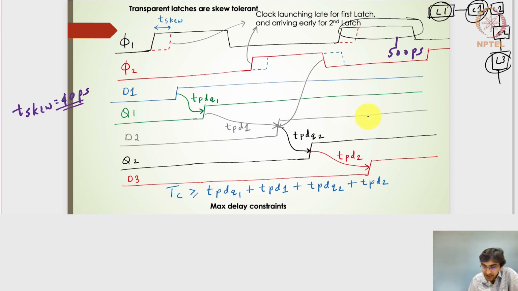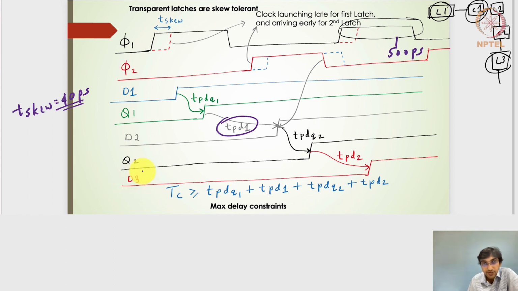And the D2 signal will be nothing but the output of combinatorial circuit number 1. It is produced after the TPD 1, and then latch number 2 will give the output after the TPDQ of latch number 2.